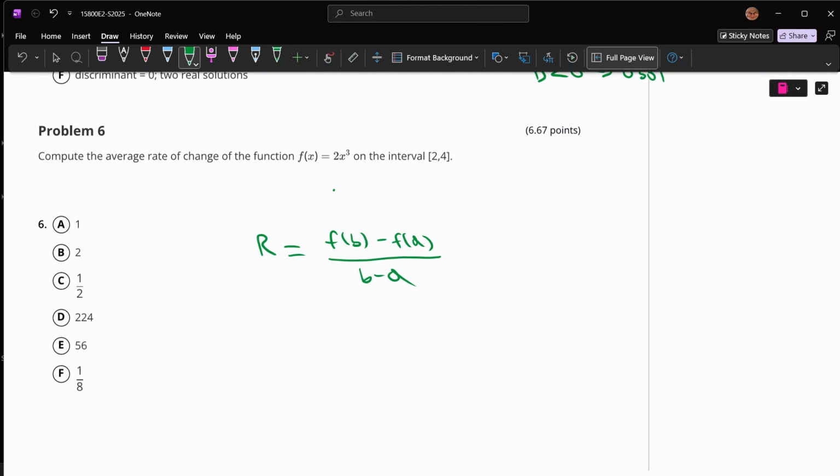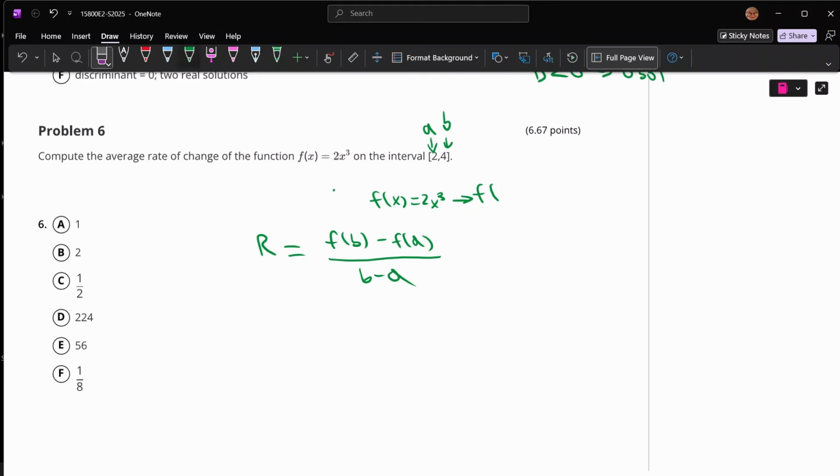So a and b, that's going to be your interval. It's going to be your boundaries. So the lower boundary would be a, so it would be 2 in this case, and then the upper boundary would be 4 in this case, so b is 4. And so then we have our function f of x here. So let me write that over here. f of x is equal to 2x cubed.